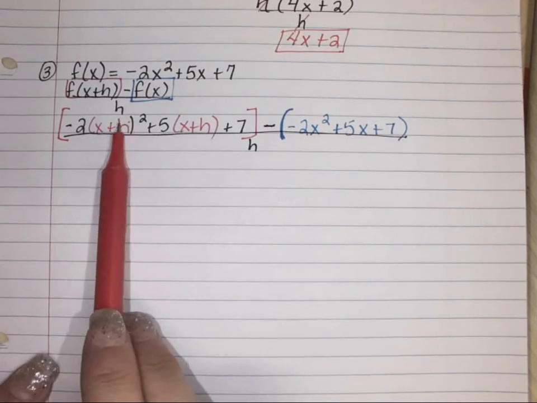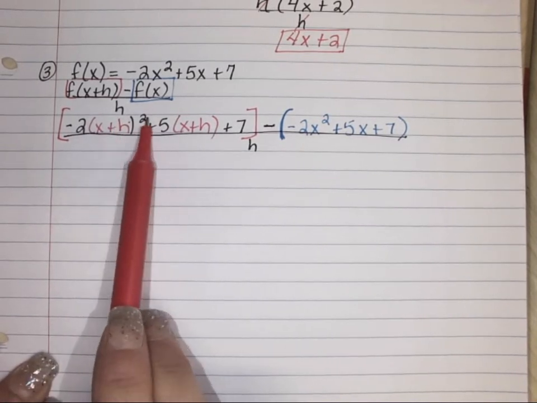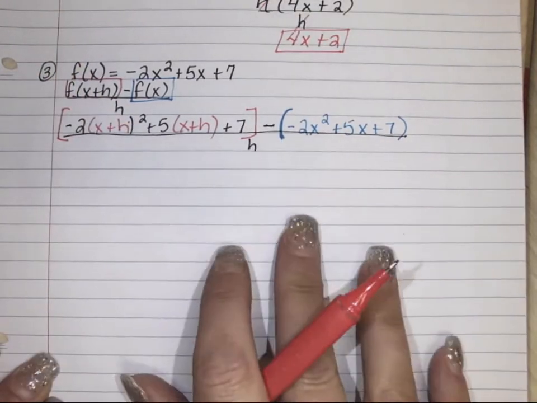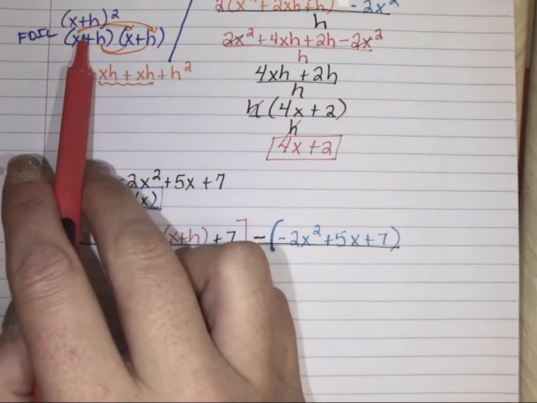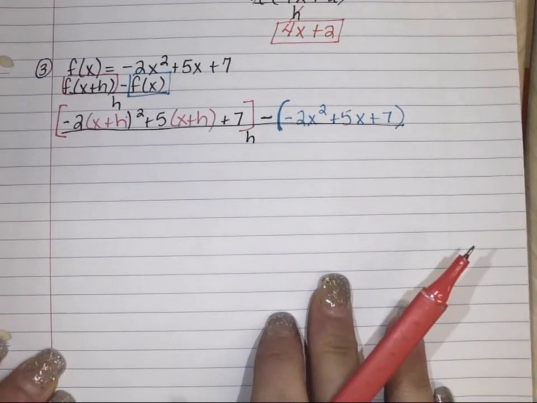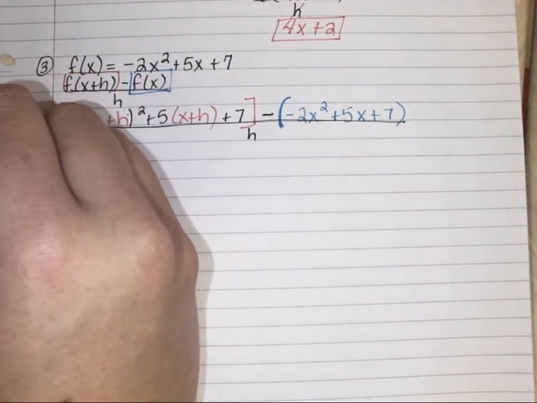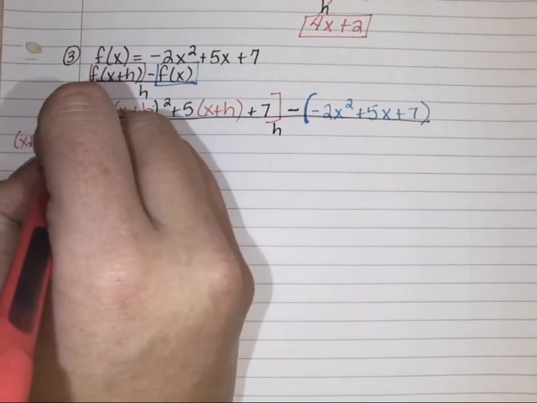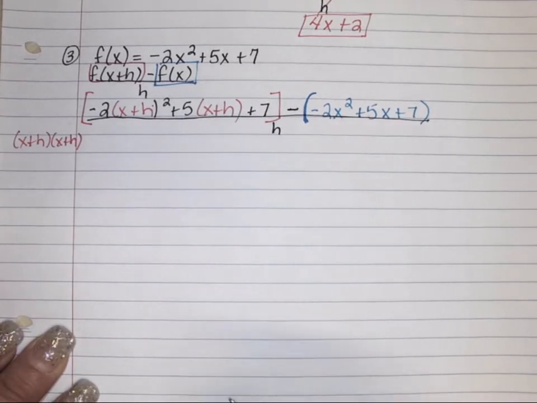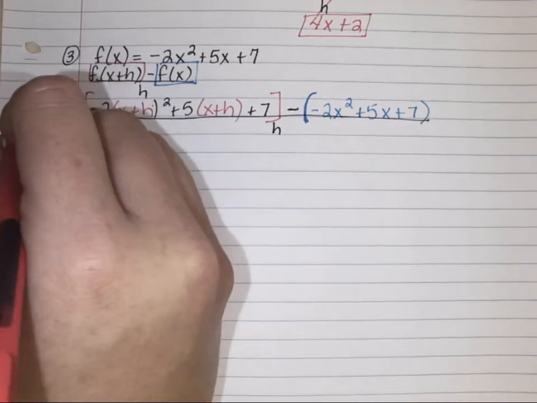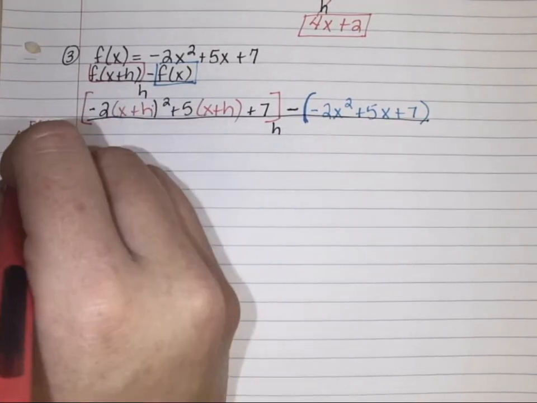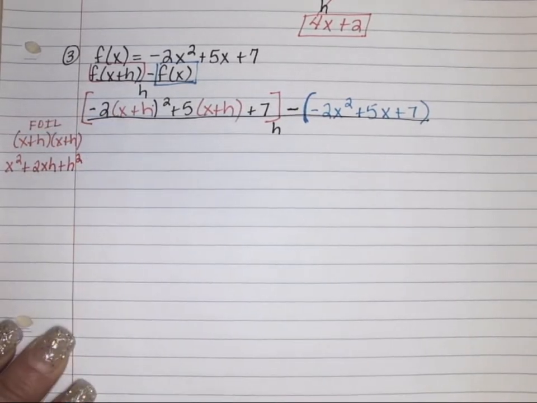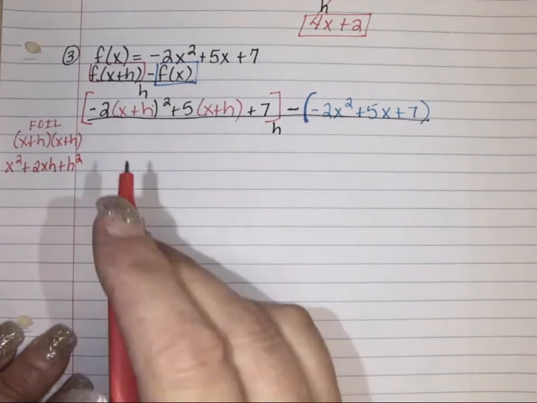We have to do this part first, do your exponents first before you multiply. We've already figured out what x plus h squared was up at the top, but I can show you out to the side again if you need me to. So x plus h times x plus h, do the FOIL method, and you get x squared plus 2xh plus h squared. And that's what we have to plug in here.